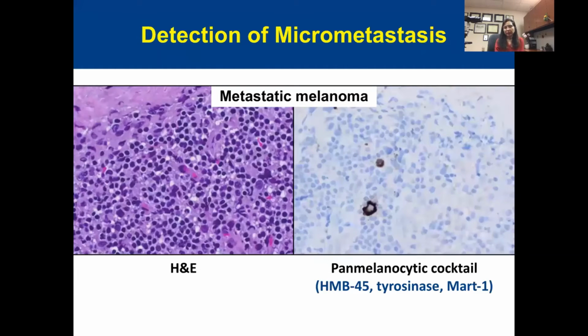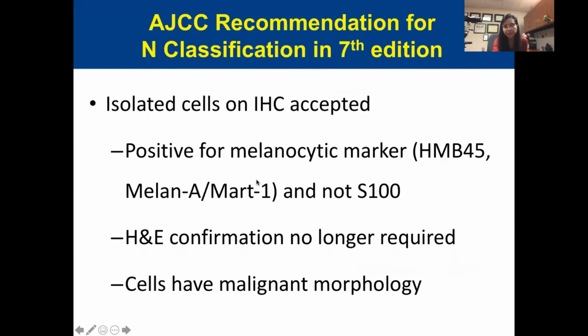This is the example of one of the metastatic melanoma, just one cell in the whole lymph node here, highlighted with pan-melanoma cocktail. And this represents the melanoma cell in H&E. So with H&E alone, it is almost impossible to appreciate that.